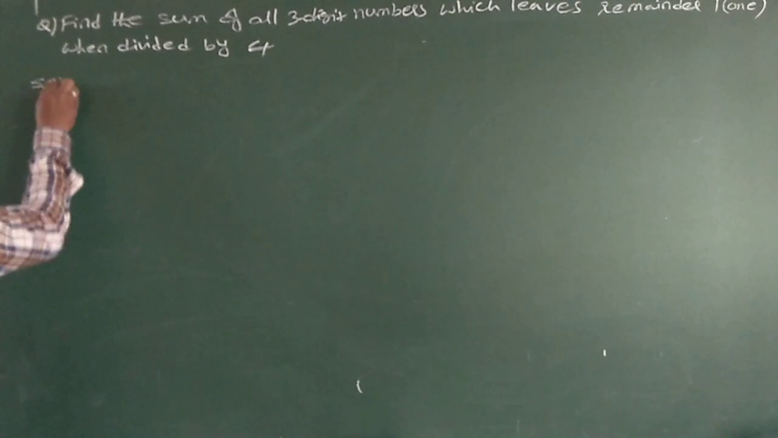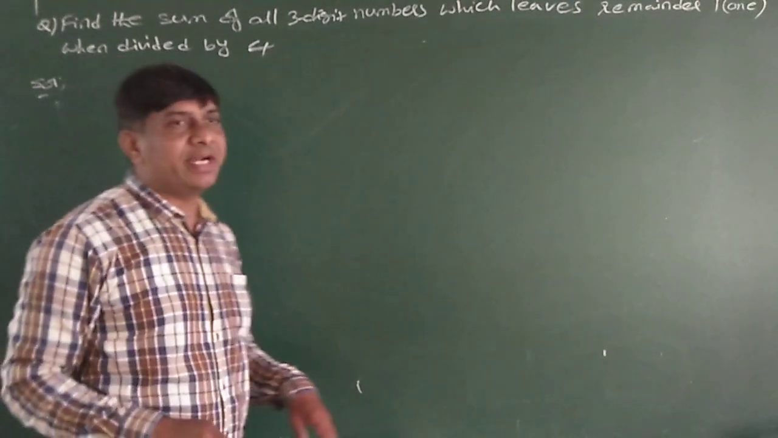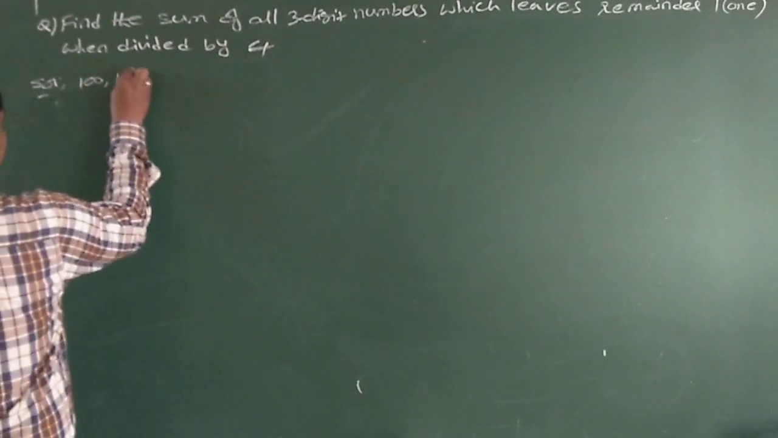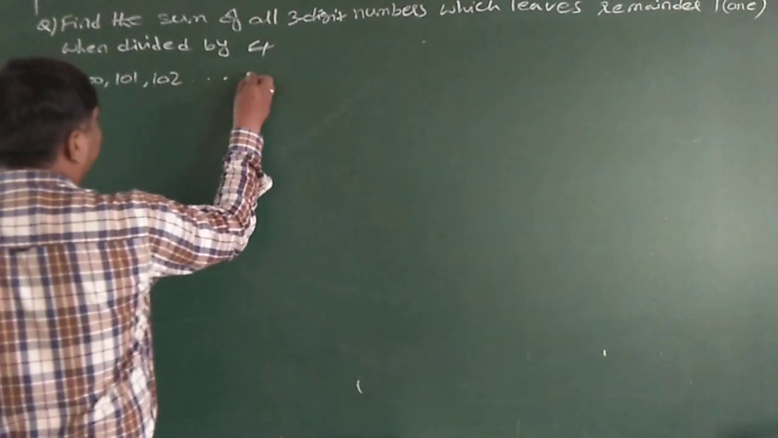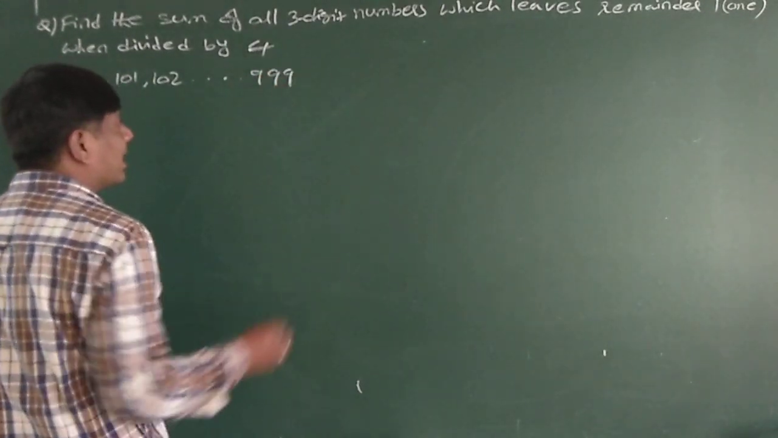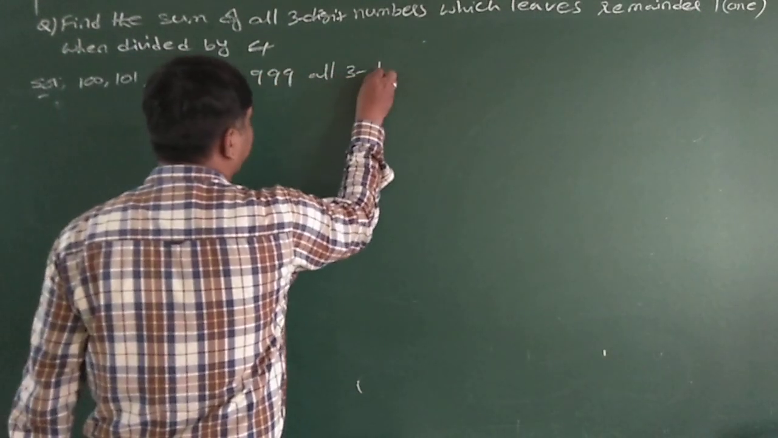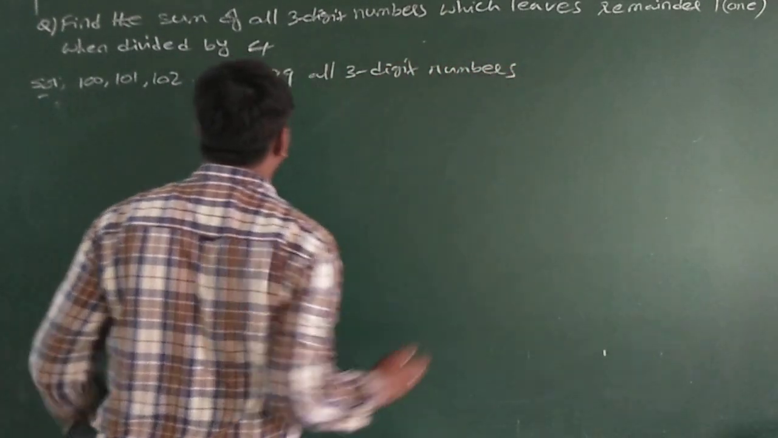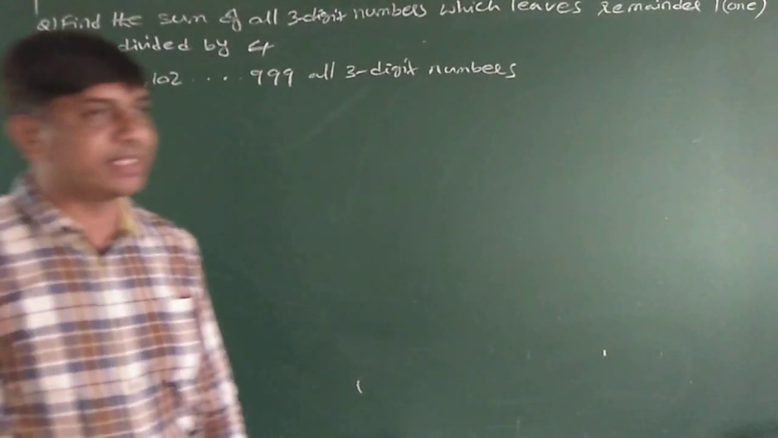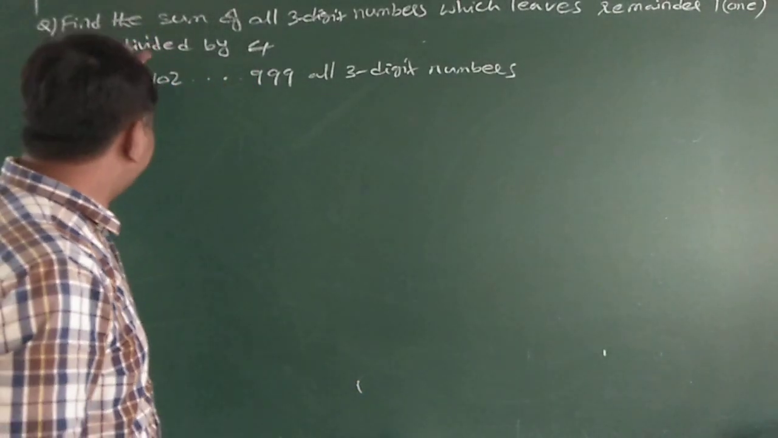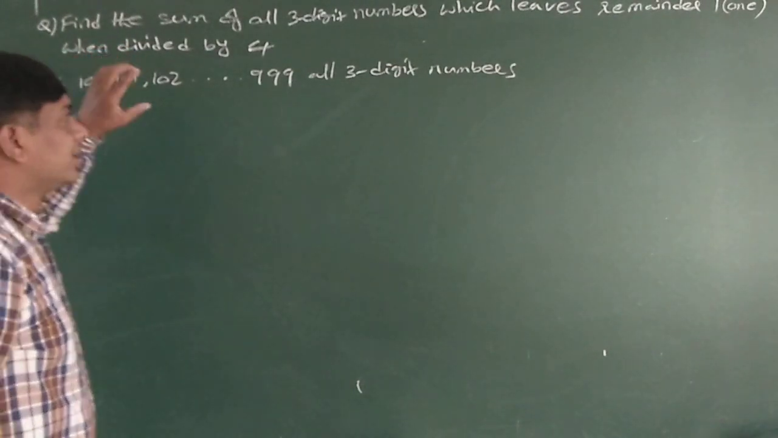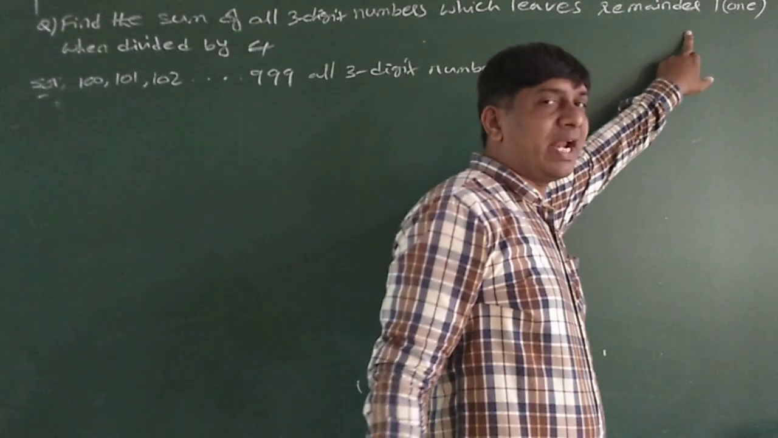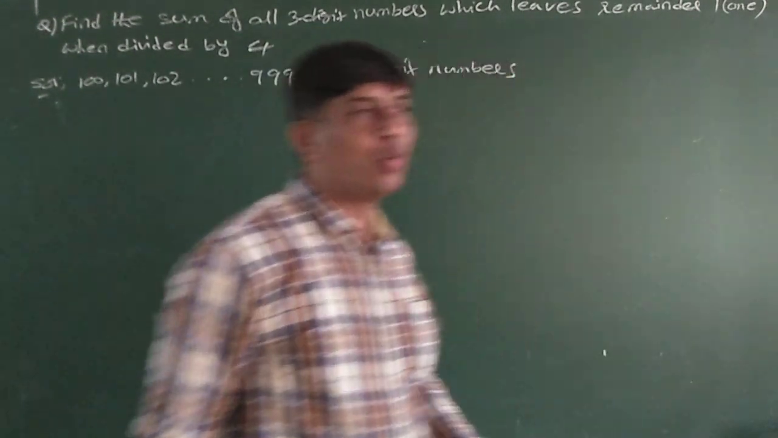First of all, what are 3-digit numbers? 3-digit numbers start from 100. So 100, 101, 102 and so on up to 999. These are all 3-digit numbers. But I don't require all 3-digit numbers. Among these, when you divide by 4, you should get remainder 1.